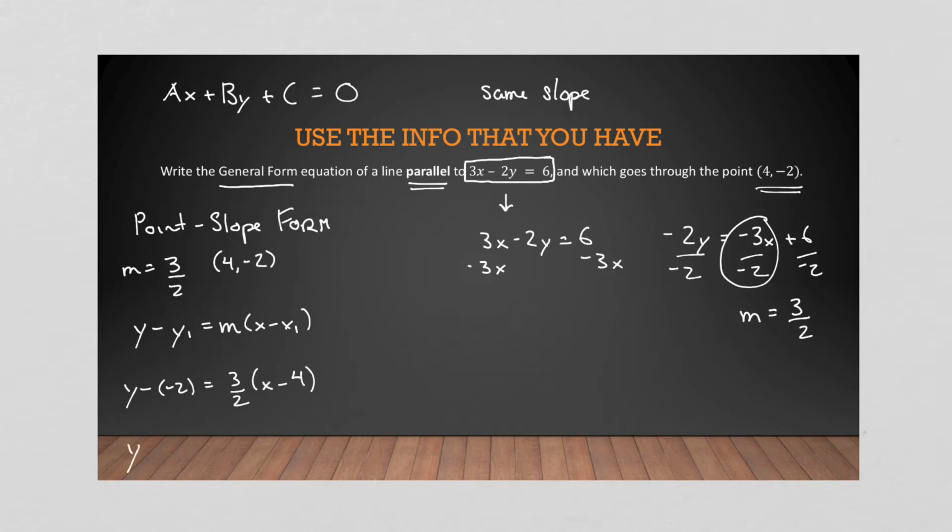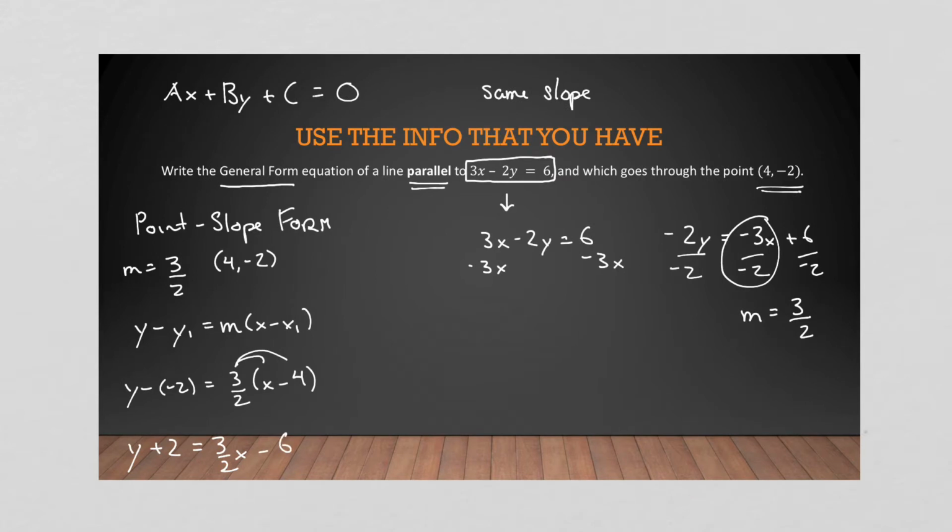Now I'm just going to solve through. So y plus 2 equals 3 over 2 x. Multiply that in here and here. The 2 cancels with the 4, so minus 6. I will now subtract 2 from both sides and get it into slope intercept form. y equals 3 over 2 x minus 8. For general form, no fractions. So now I'm going to multiply. If we were stopping at slope intercept form, we would stop here. But for general form, I'm going to need to multiply everything by 2. So now I have 2y equals 3x minus 16.